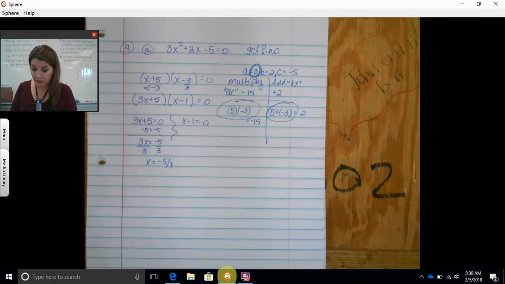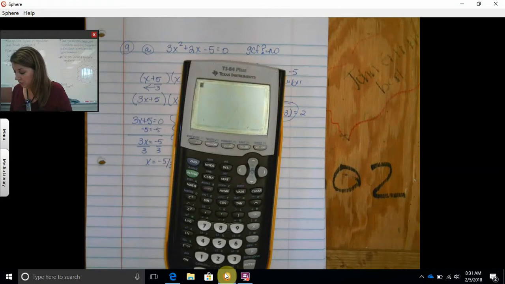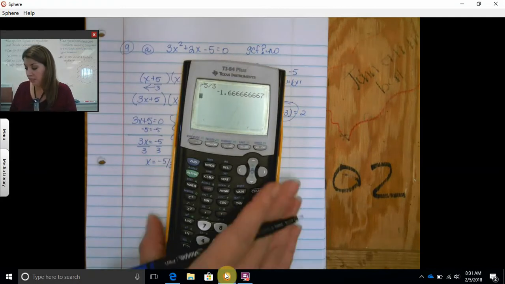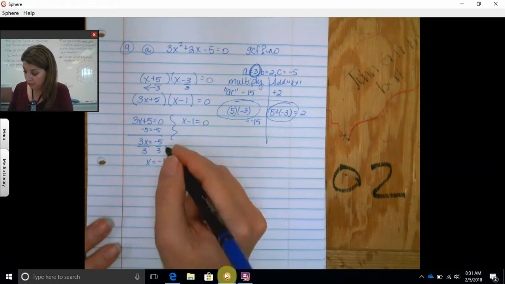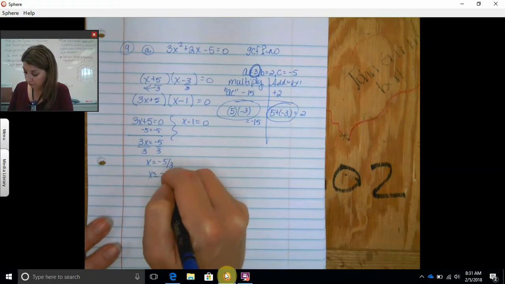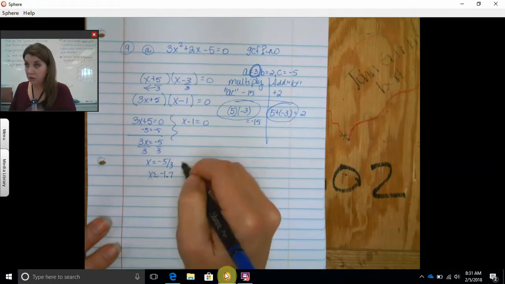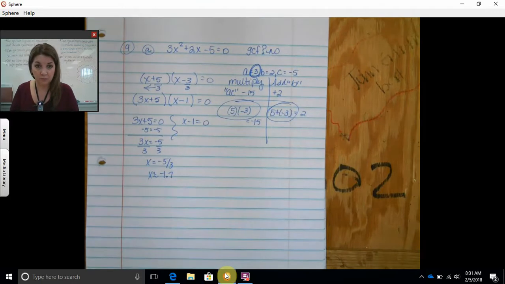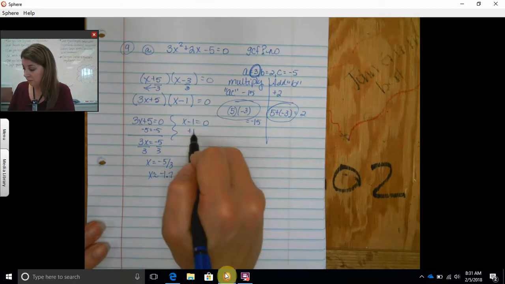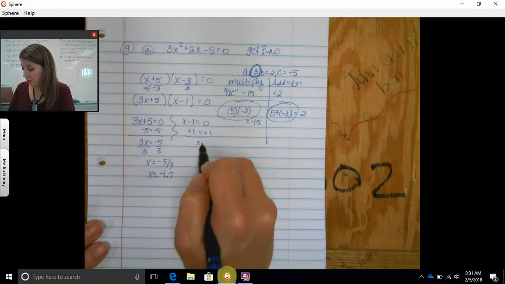I don't care if you leave it as a fraction. If you put it as a decimal, you better enter it correctly. -5 divided by 3, I'll go with approximately -1.7. Or if you can do a mixed number, that's fine too. On the other one, my solution is +1.